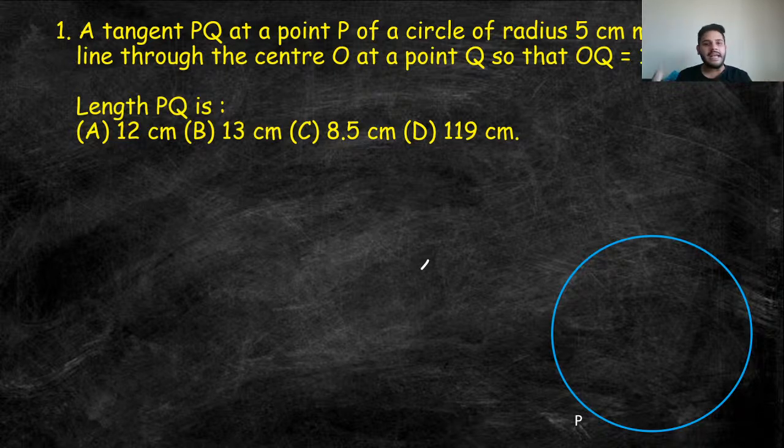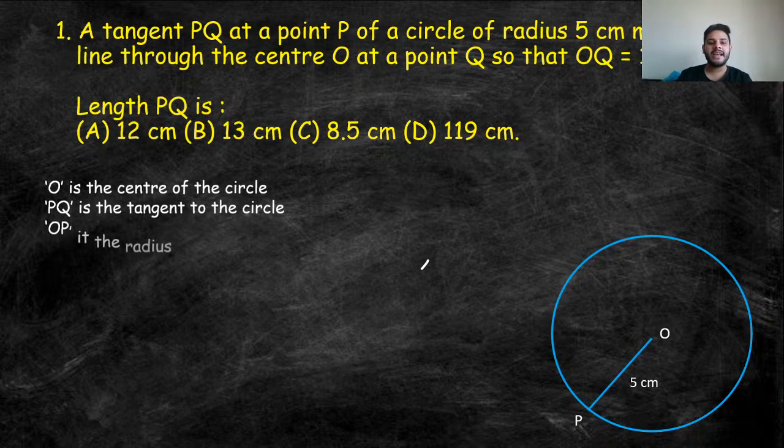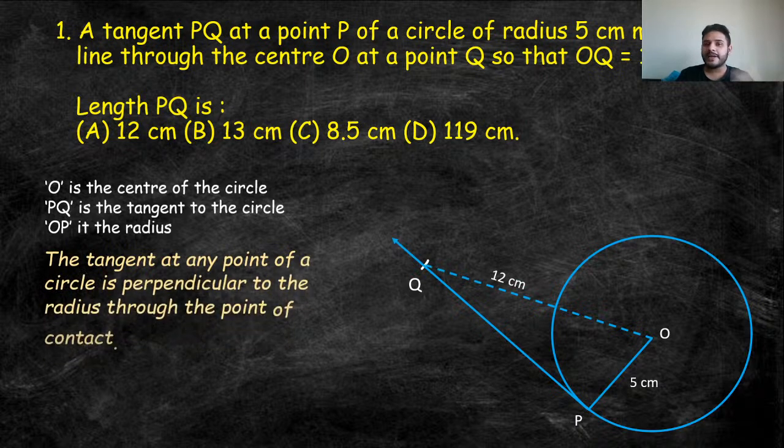So, every time in the sum, we make a diagram, or we will be lucky enough that they provide us with a diagram. In case they have not provided a diagram, we know that P is the point. We know a tangent PQ at a point P of the circle of radius 5 cm meets a line through the center O. Now we have to draw a circle of 5 cm radius from the point O. So we say that O is the center, OP is the radius, and PQ is the tangent. Is it clear to you all?